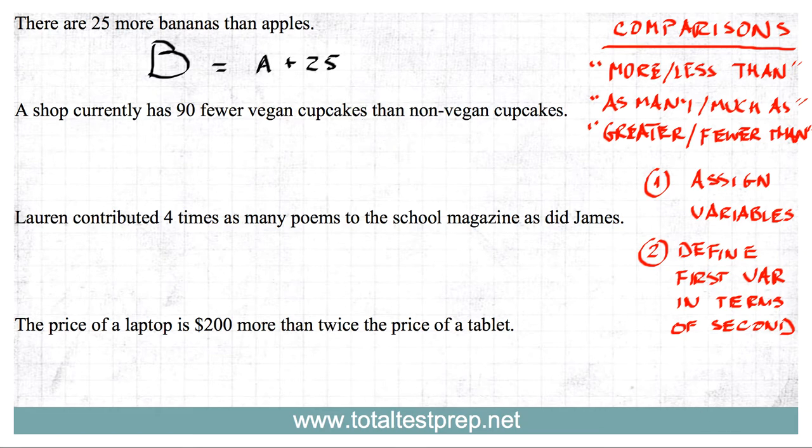So as you see, by doing this, we get that equation that we got in the previous video, which is that B equals A plus 25. We add to the quantity mentioned second, and the quantity mentioned first, B, bananas, is by itself. We're defining this first quantity in terms of the second.